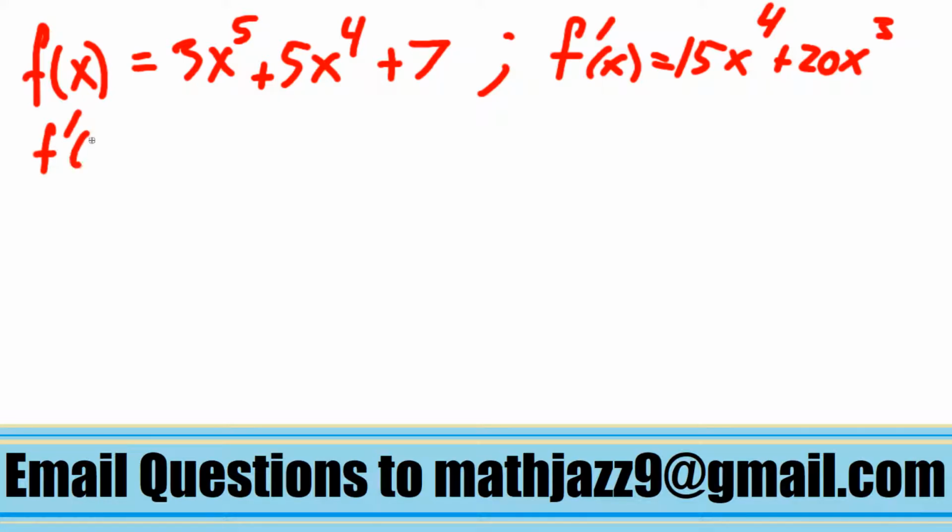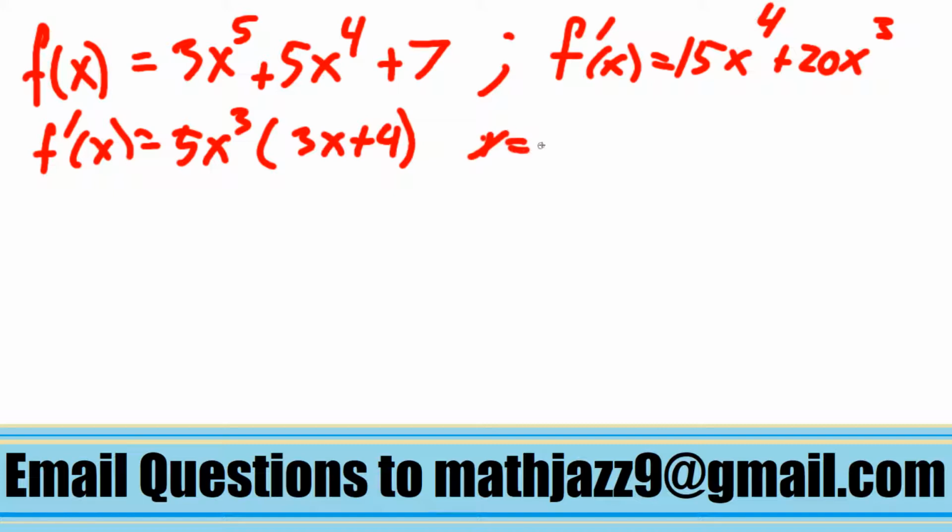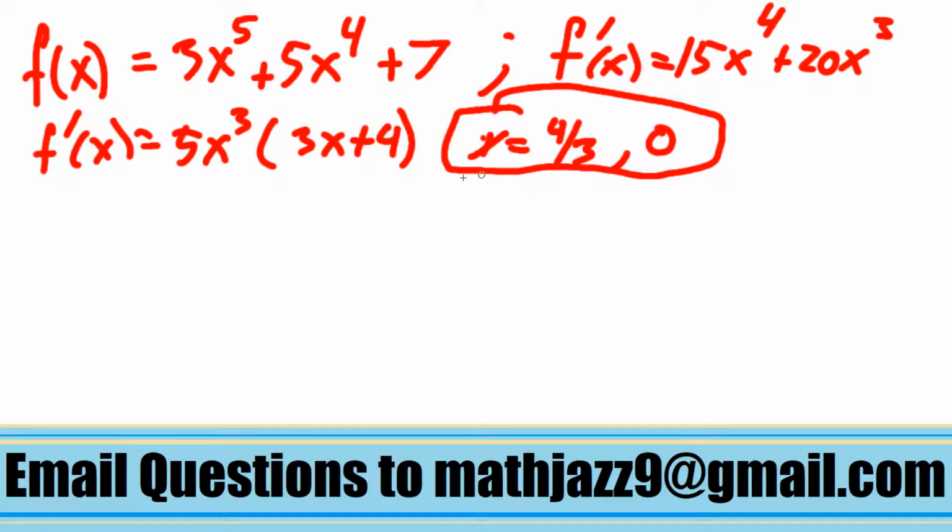F prime of x is equal to, let's factor out a 5x cubed. We get 3x plus 4 as our other factor. That means that f prime of x has roots at x equals -4/3 and 0. These are roots of the derivative. These are places where it switches signs. We'll see, here's 0, here is -4/3.